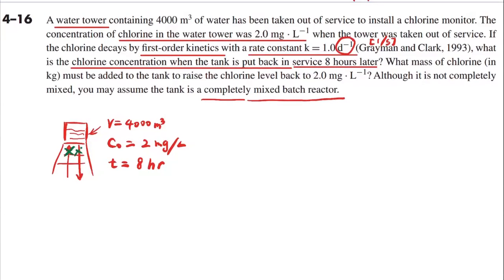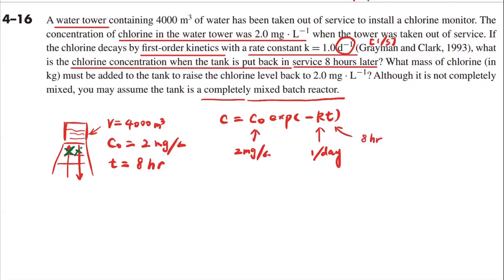If we know that it's a batch reactor, we can just plug in the equation. C is equal to C0 exponential minus kt. We know that C0 is 2 milligram per liter, k is 1 per day, and t is 8 hours.